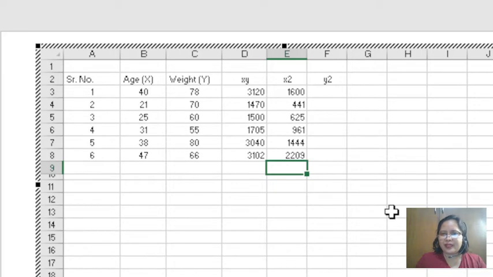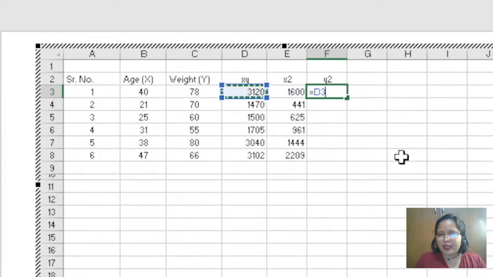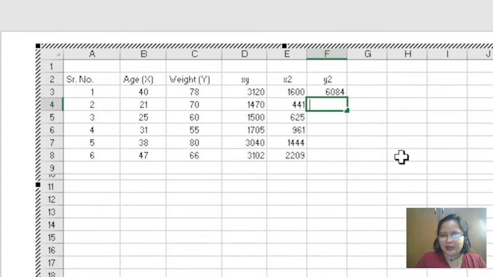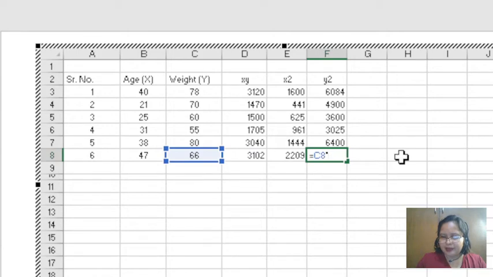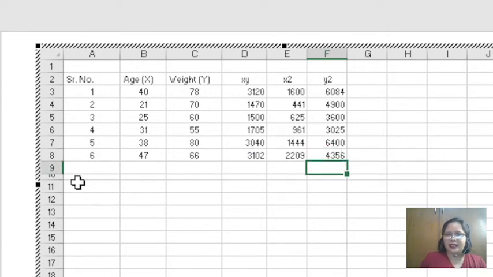Okay, next is the y squared, and that is the weight. So again, we have to multiply it. 78 times 78, y squared. 70 times 70. Okay. 60 times 60. And then 55 times 55. 80 times 80. 66 times 66. Okay. And then after that, we need to get the summation.